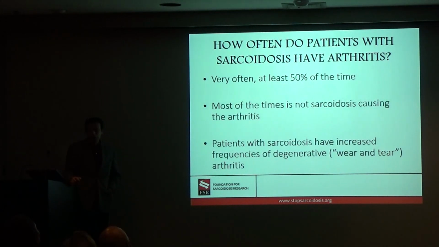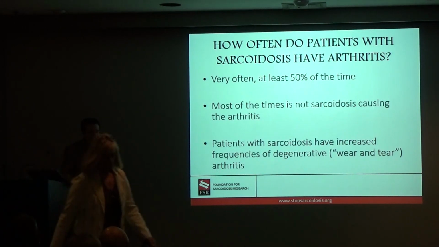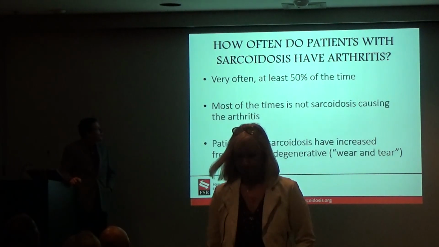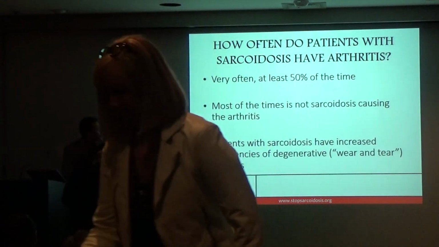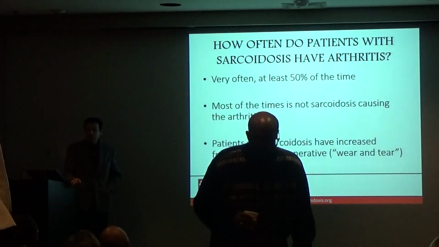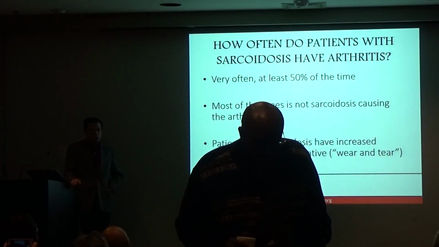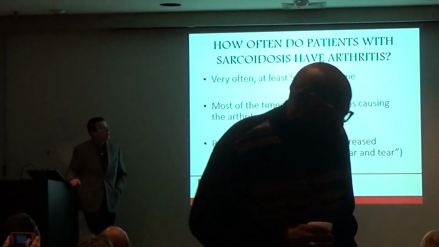But I am going to try to dwell most on the arthritis part, on the bone part, and explain to you how we approach the issue of arthritis and sarcoidosis, and how we treat that. So how often do patients with sarcoidosis have arthritis? It's common. It happens at least 50% of the time, if not more than that.